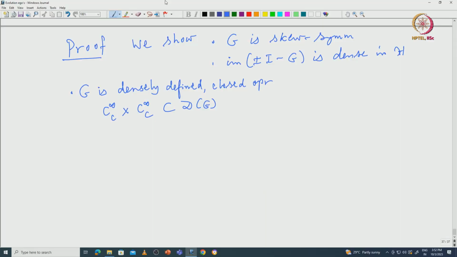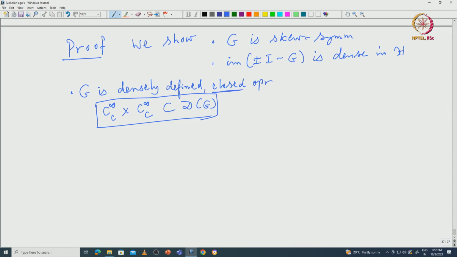So, welcome back. We continue with the proof that the generator G is Q adjoint. Okay. So, it is again easy to check that G is densely defined. So, here is the dense subset, that is a subset of D(G), and closed operator you directly verify.